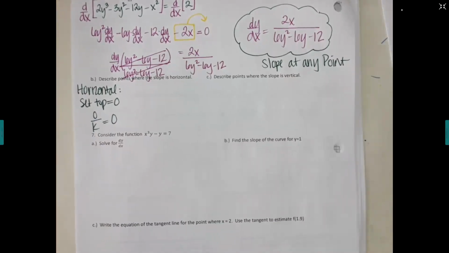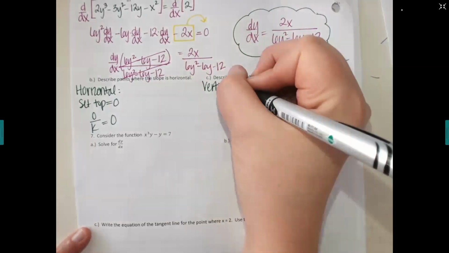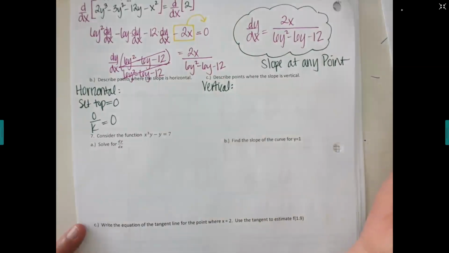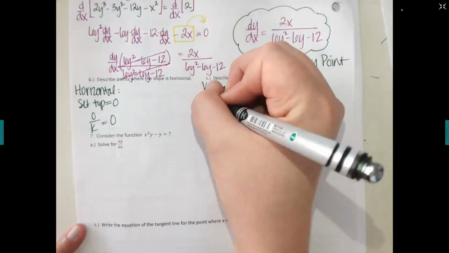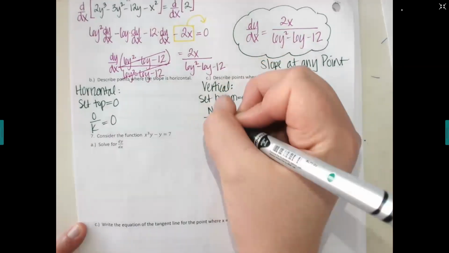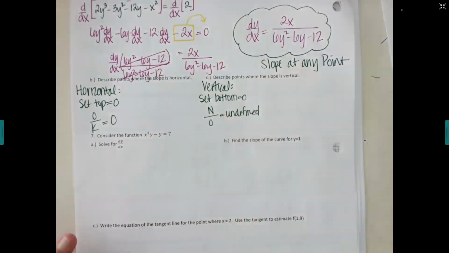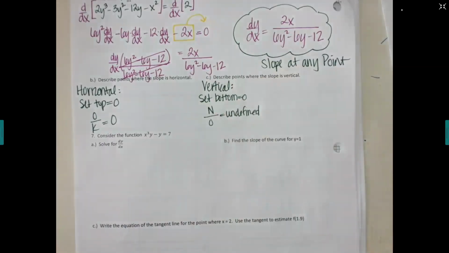Now, look right next to it at part C. What if I want it to be vertical? What kind of slope does a vertical line have? Undefined. Very good. So I'm going to set the bottom equal to 0. And the reason why is that if I get something over 0, that's undefined. That's what I want. So remember that a horizontal slope is a 0. I need the 0 to come out on the top. Versus a vertical is an undefined slope. I need the 0 to come out on the bottom.